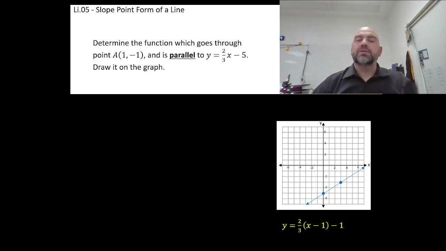How do we graph that out? Start at the point (1, -1). Okay, that's the point that we're given. Use the same slope. Rise of 2, run of 3. There we go. Point number 2 is going to be at (4, 1).